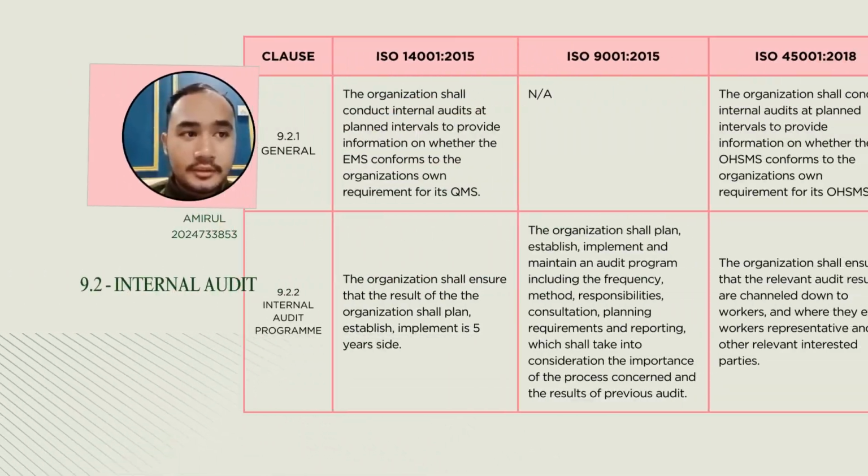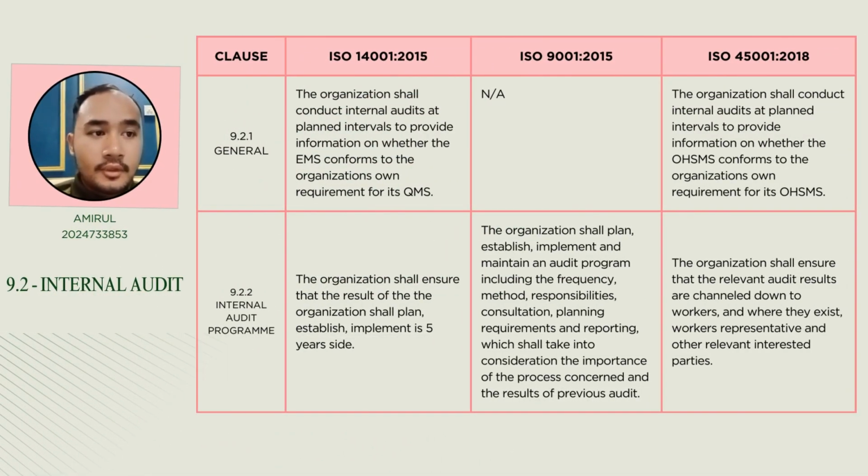The next slide is internal audit. For ISO 14001, generally the organization shall conduct internal audits at planned intervals to provide information on whether the environmental management system conforms to the organization's own requirements for its management system, and the requirements of this international standard. In the audit program, the organization shall ensure that the results of the audits are reported to relevant management.